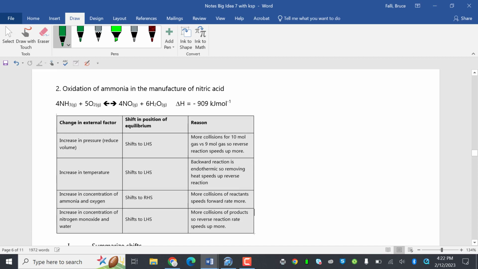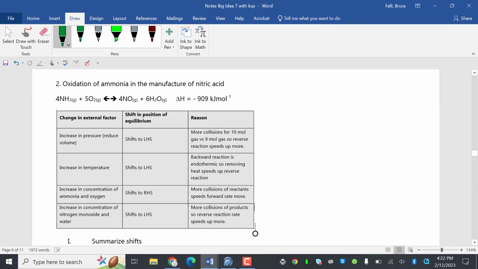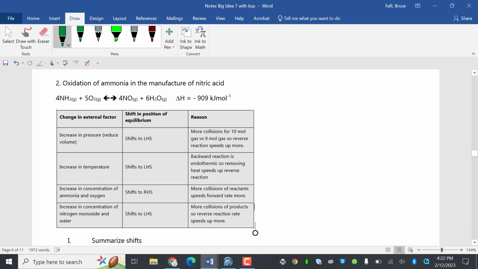All right. Oxidation of ammonia and the manufacture of nitric acid.